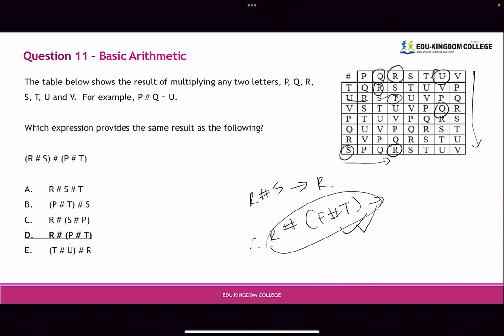Now, question 11, this wasn't too hard. This was a bit of a problem-solving question, a bit of a basic arithmetic question. Basically, all you needed to find was, we're replacing RS or PT. So what's RS? R and S, if you follow along, should give you an R, so we can replace this with an R. The hashtag just means where they intersect. If you follow down here, the S and the R intersect at R. So we can replace RS with an R, and then the PT stays the same, so D is the correct answer. This was a bit of trial and error. You had to go through each one, but D would have been the correct one.